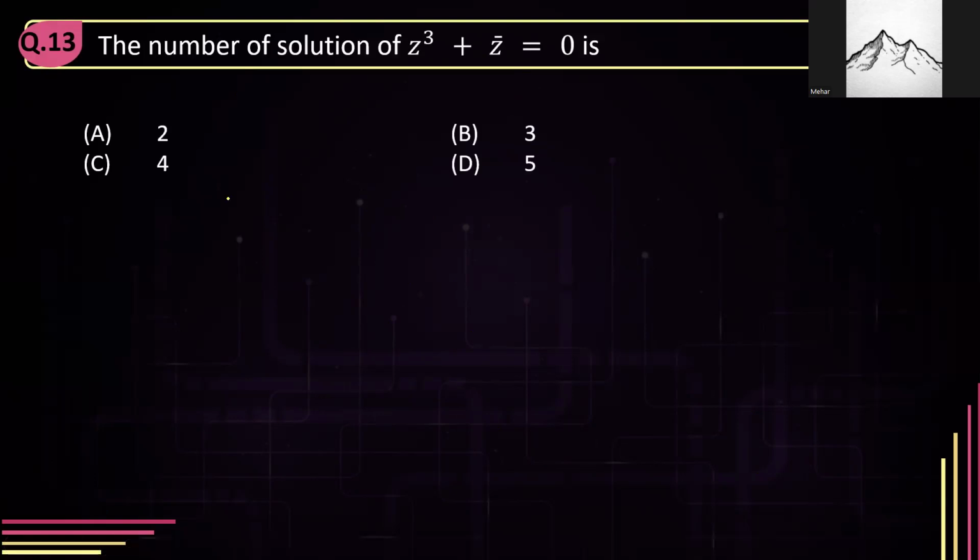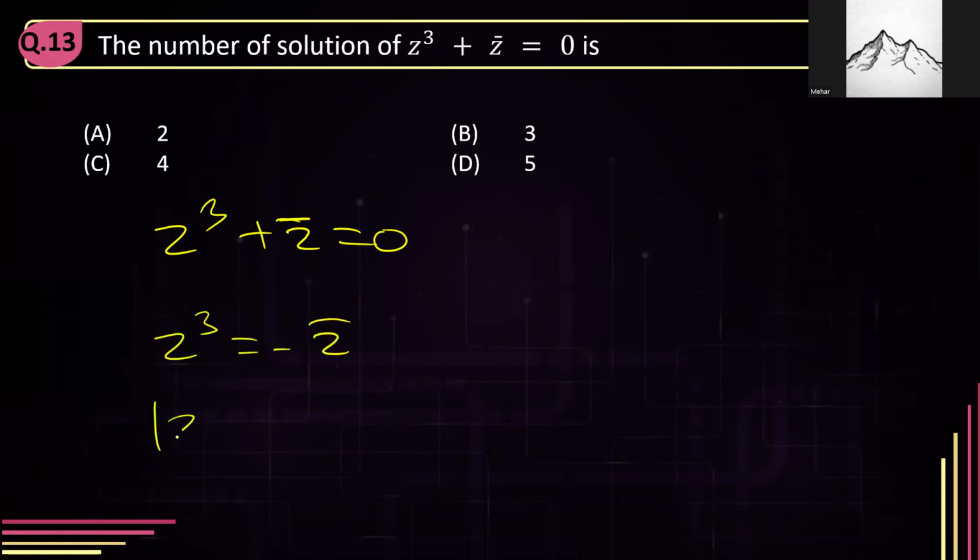What is the number of solutions of the equation z cube plus z bar is equal to 0? So usually when they give an equation in z and z bar, and ask for the number of solutions, the method is first you have to convert z bar in terms of z. For that, you have to apply modulus on both sides. That is, first you should write z cube equal to minus z bar. Apply mod on both sides. Mod of z power 3 is mod of minus z bar.